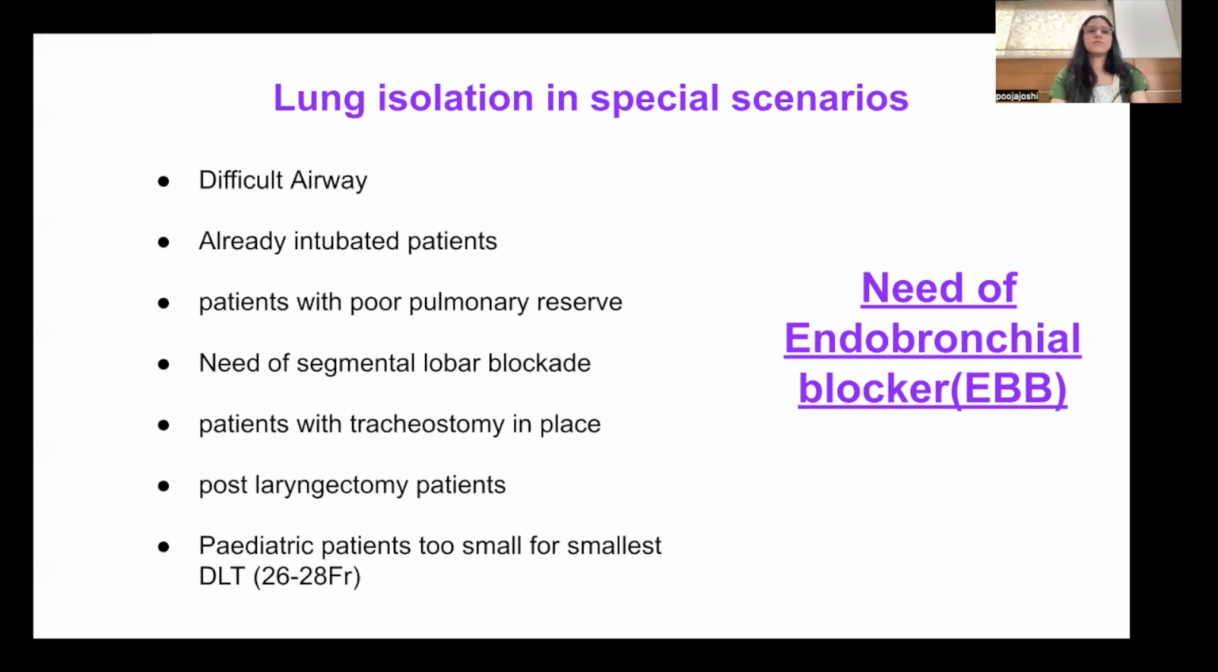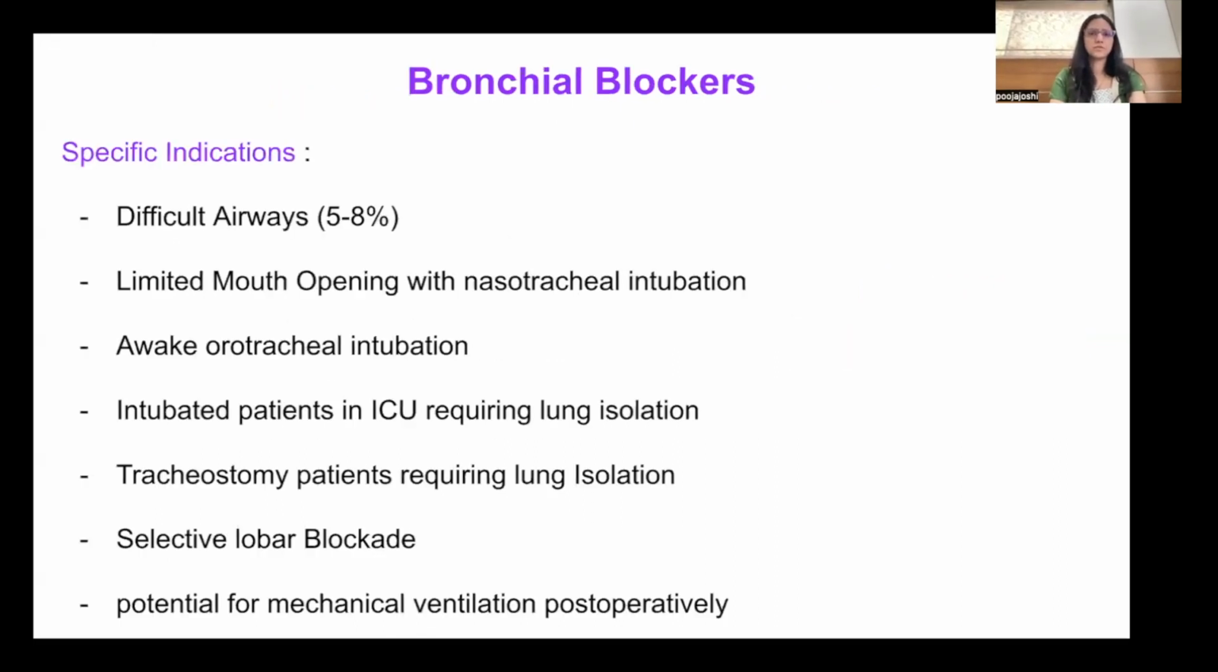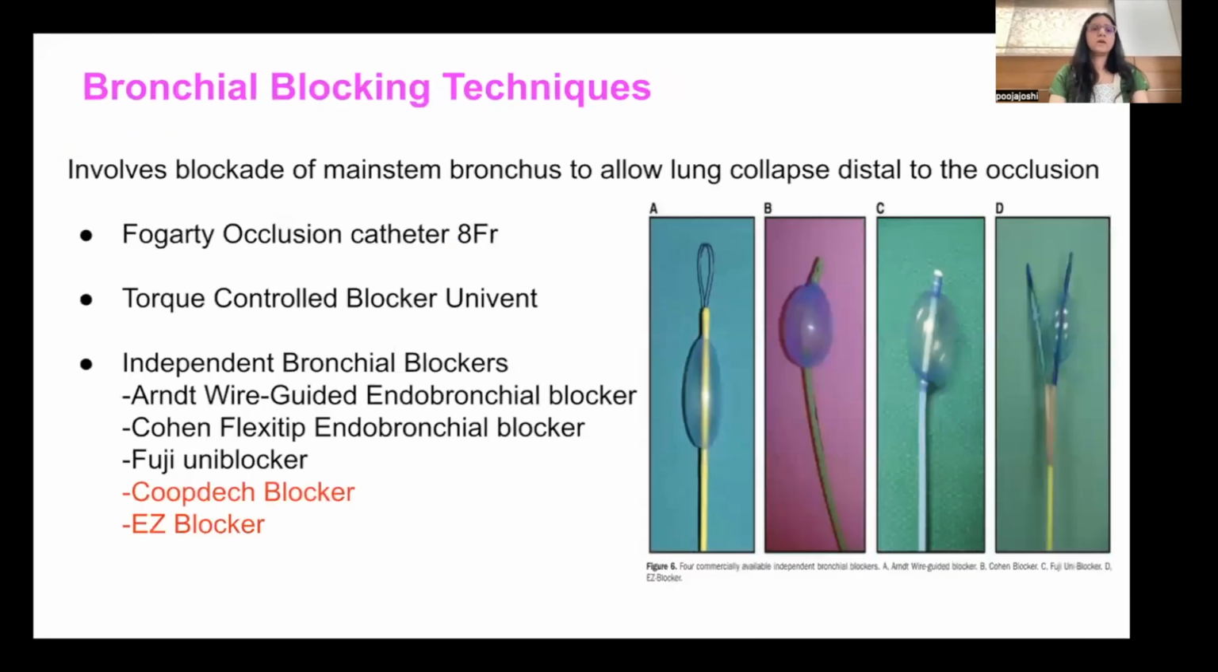What about cases of difficult airway, or an already intubated patient, how do you achieve lung isolation? In patients with a tracheostomy in place, there comes the need of endobronchial blockers. The specific indications of endobronchial blockers are difficult airways, limited mouth opening when you do the nasotracheal intubation or awake orotracheal intubation, intubated patients in ICU requiring lung isolation, tracheostomized patients requiring lung isolation, and patients who require selective lobar blockade.